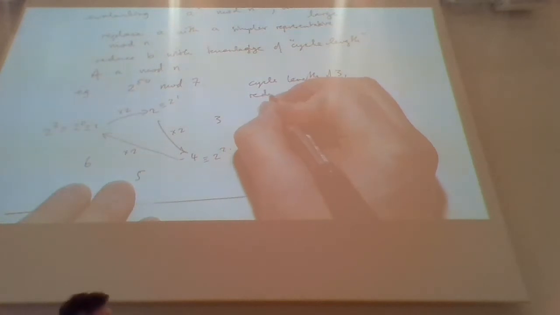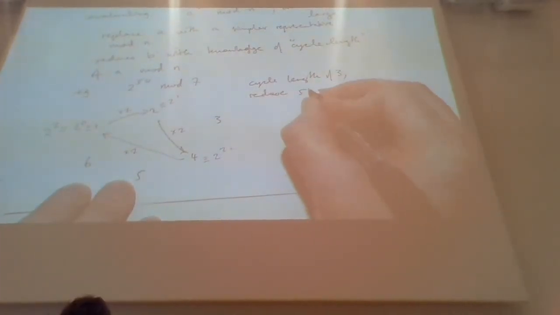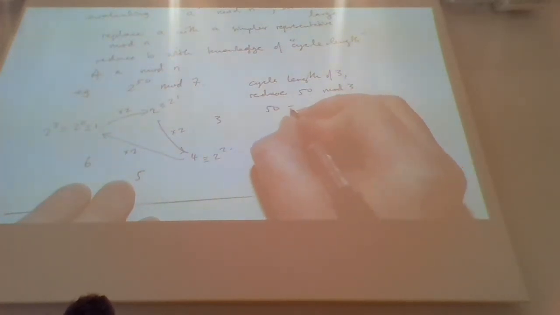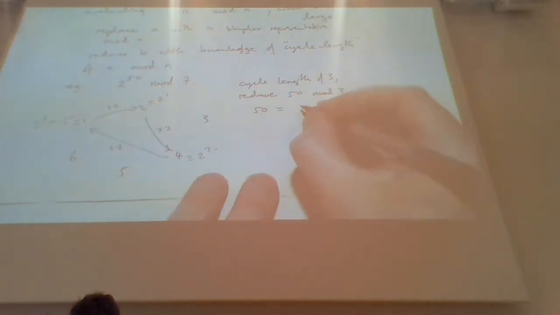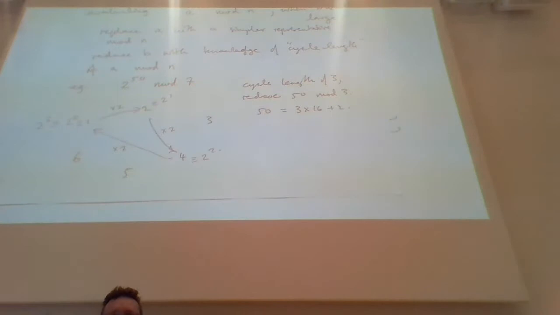So we reduce 50 modulo the cycle length, 3. So 50 is equal to, let me try this out, 3 times 16, wasn't it? Plus a remainder of 2. So that means in working out 2 to the power 50, you go 16 times around this cycle, you arrive back at 1 for the last time, and then you've just got 2 more steps to take. So you end up with 4.